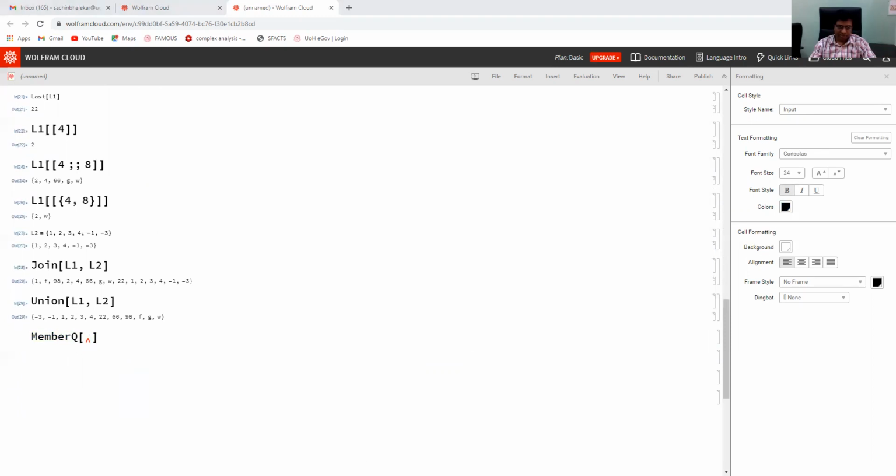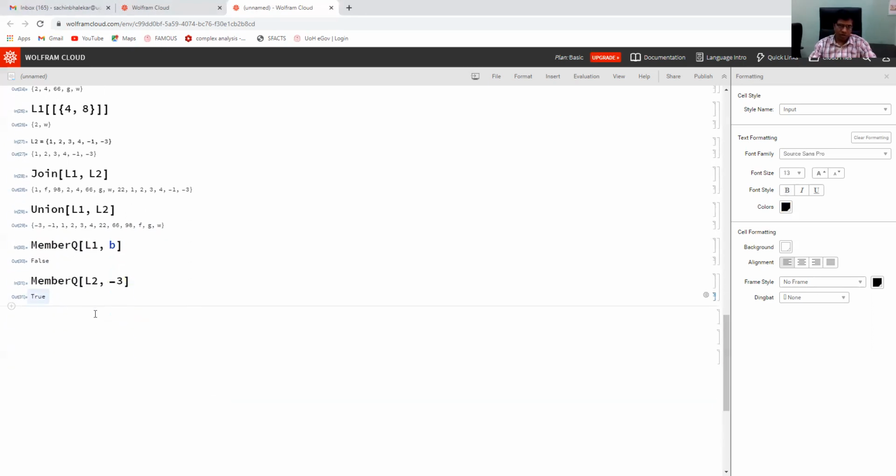The MemberQ syntax is to write down the list name and then the element which you want to check. Say L1, comma, say I'm writing B, whether B is an element of L1. The answer is false, meaning it is not a member. Let us consider another example. Say L2 and we check whether -3 is there. The answer is true. Okay, so it is there.